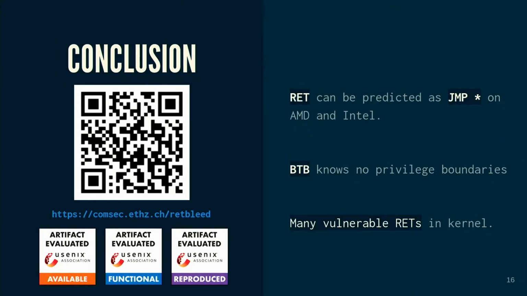That is the end of this talk. I can conclude with these 3 sentences. Returns can be predicted just like indirect branches on AMD and Intel systems. The BTB knows no privilege boundaries, and there are lots of vulnerable returns in the kernel.